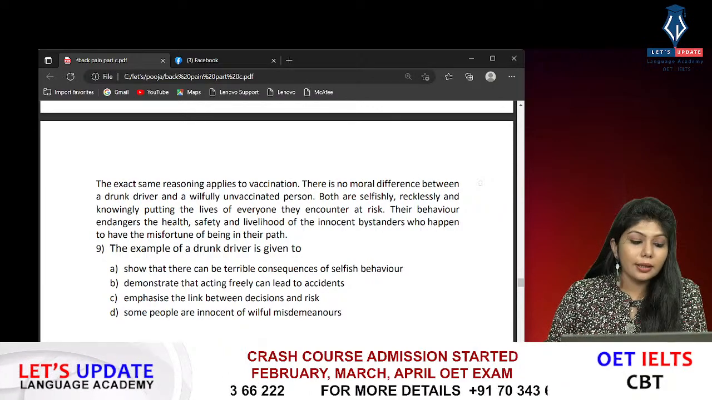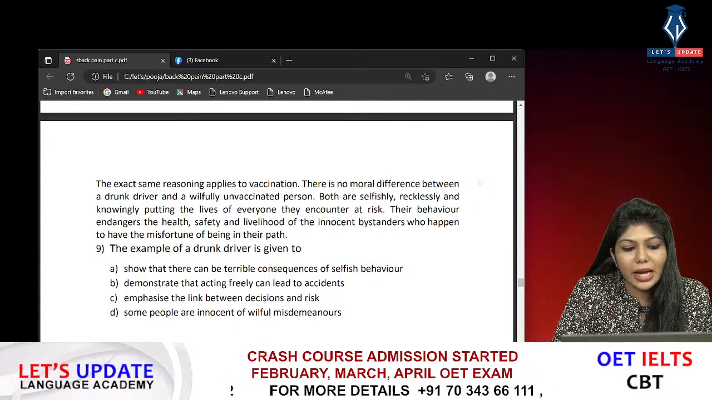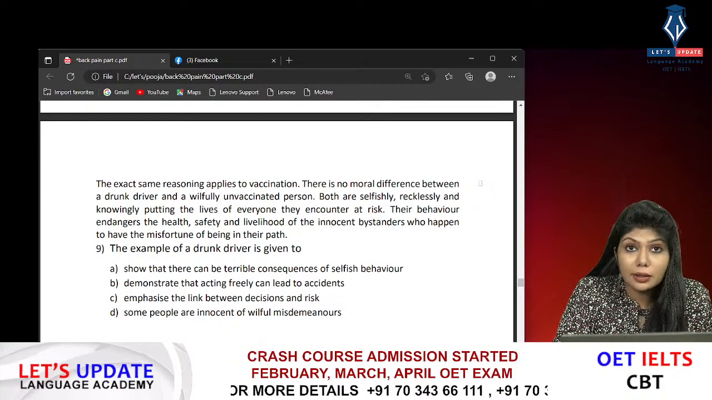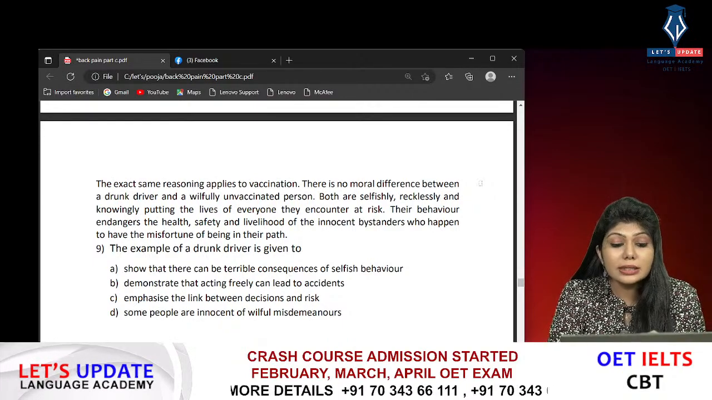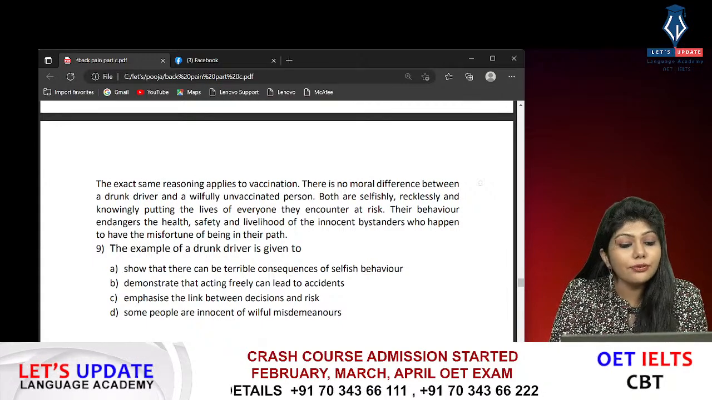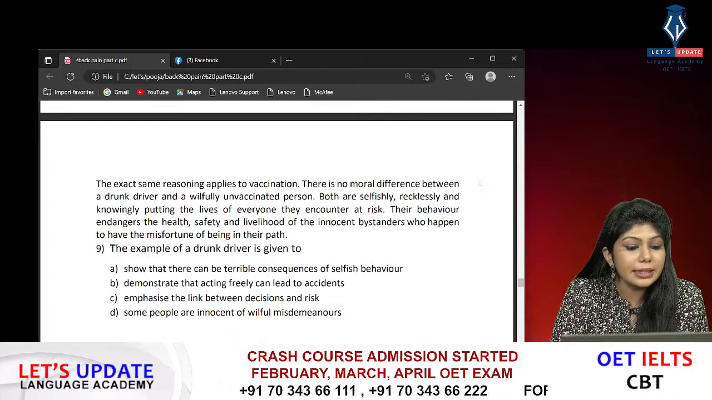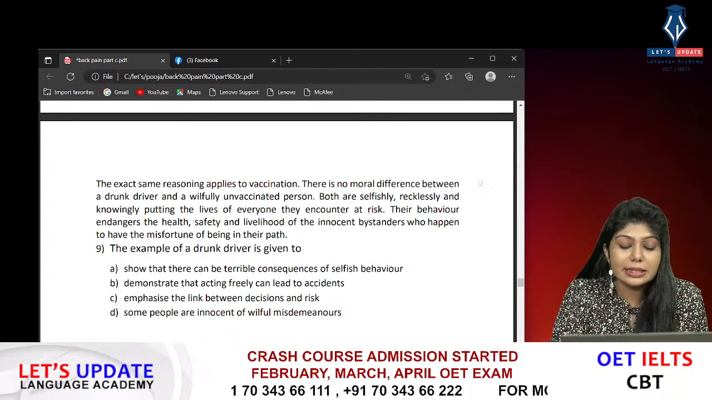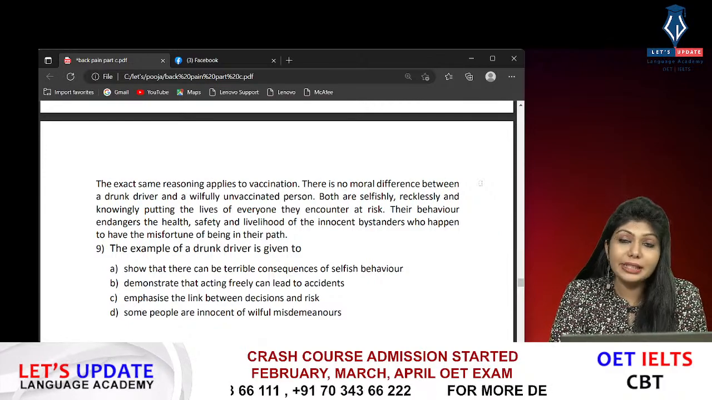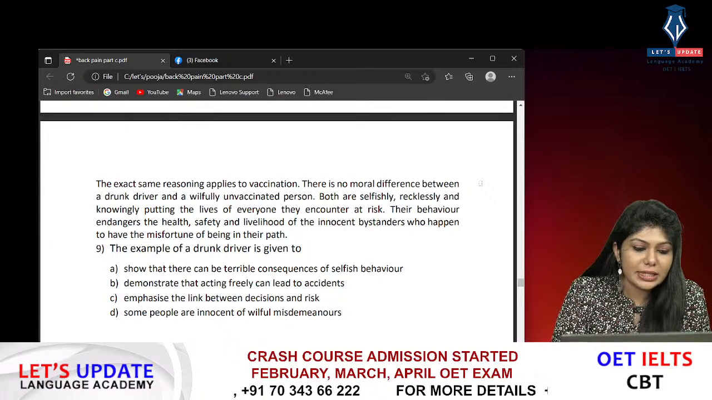So we shall read the paragraph. The exact same reasoning applies to vaccination. There is no moral difference between a drunk driver and a willfully unvaccinated person. Both are selfishly, recklessly, and knowingly putting the lives of everyone they encounter at risk. Their behavior endangers the health, safety, and livelihood of the innocent bystanders who happen to have the misfortune of being in their path.